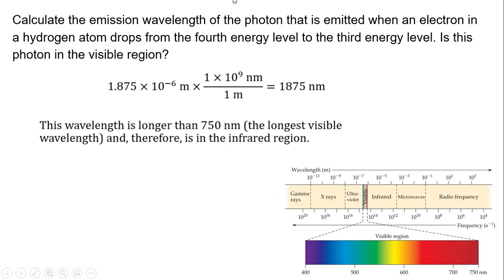So when we take a look, we're going to change it to nanometers so we can see, is it in the wavelength of 400 to 750, which is what would be here. And when we convert it, which is what's been done here, it's at 1875. So this is not in the wavelength of visible. So this is outside of it. It's in the infrared, which would be right here.